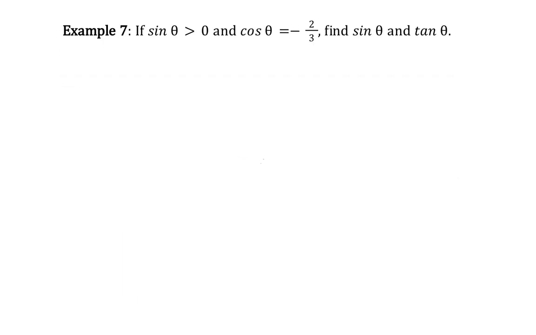In this example, we're given that sine theta is positive. That happens when our y values are positive. And so that would be either quadrant 1 or quadrant 2.